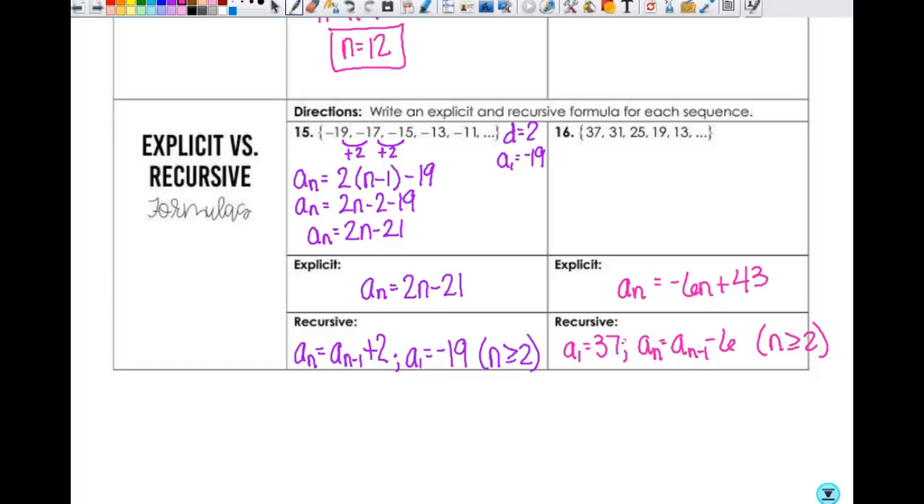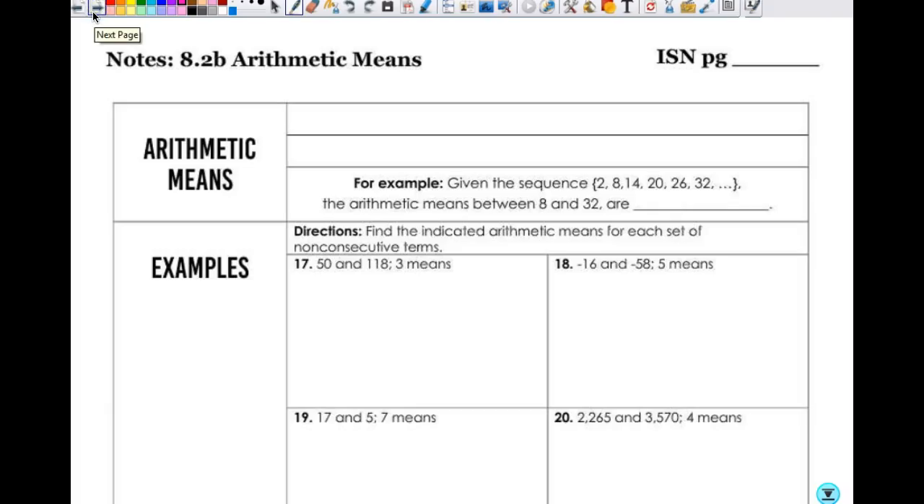All right, next sheet of paper. See, I told you it wouldn't be that bad. This is going on 149. Talk about arithmetic means. So I want you to think about what mean means, right? Mean means average.